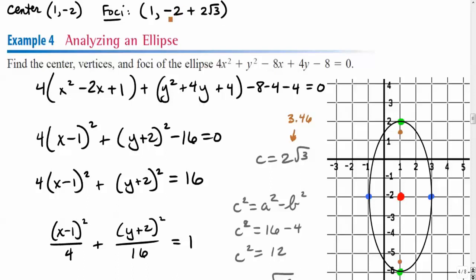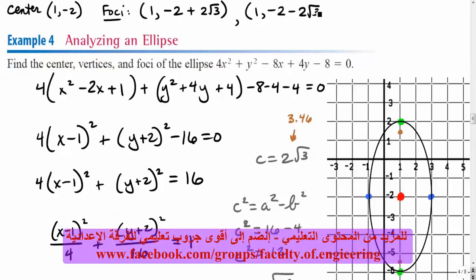All right, and that is an exact value. If you're getting into the habit of using decimals, I would recommend not using decimals, especially if you're in my class. I'm not going to really accept those decimals. I want you to get into the habit of using exact values. And the other foci is going to be 1 to the right and starts at -2, which is the y coordinate of our center. And then we're going to go down an additional 2 radical 3. So it's -2 down 2 radical 3. So that's the location of our other foci.